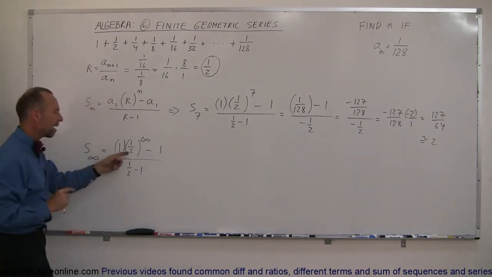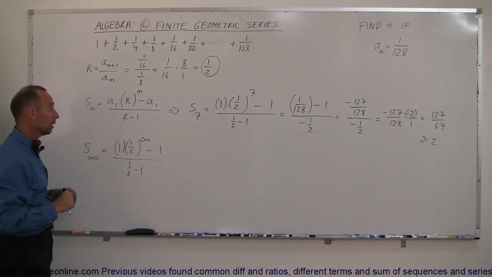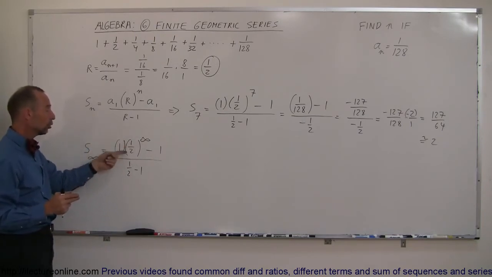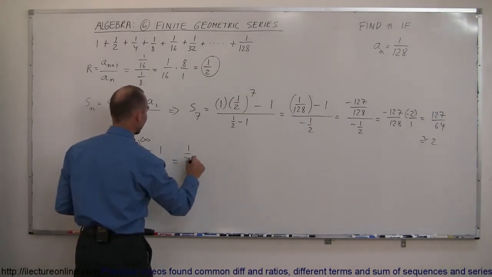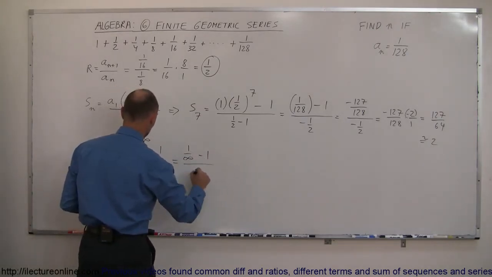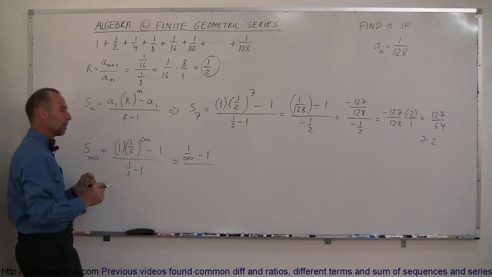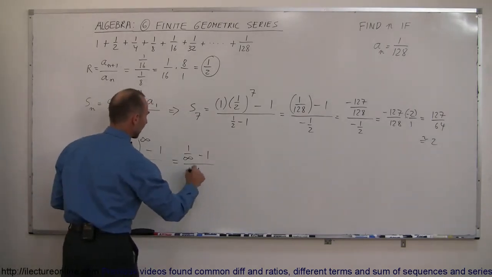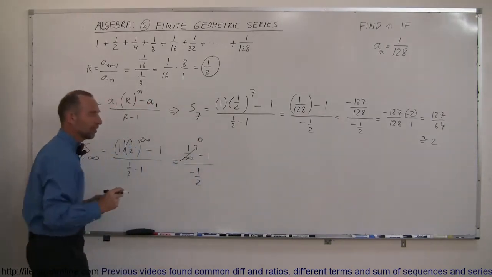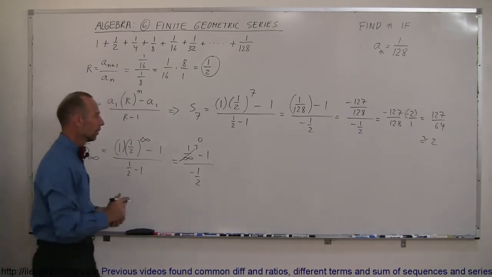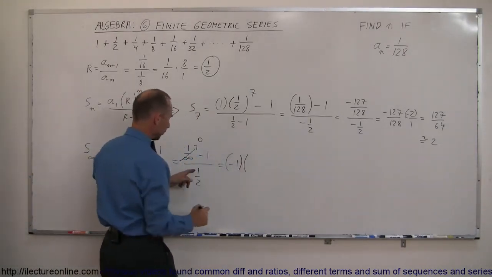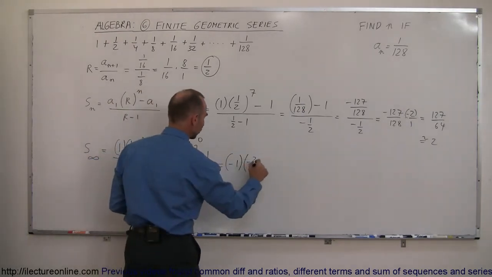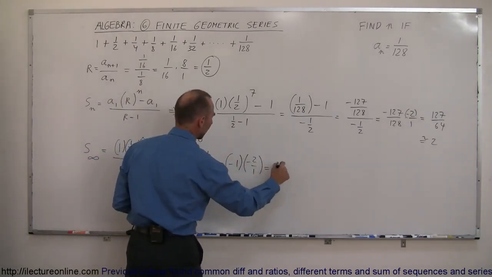Now, what is 1/2 to the infinity? Well, 1 to the infinity is still 1, but 2 to infinity is an infinite number. So this becomes 1/infinity minus 1, over 1/2 minus 1, which would be minus 1/2. And so this number becomes 0, because anything divided by infinity is 0. So this now becomes minus 1 multiplied times the inverse of the denominator, which is negative 2/1, which is equal to a positive 2.